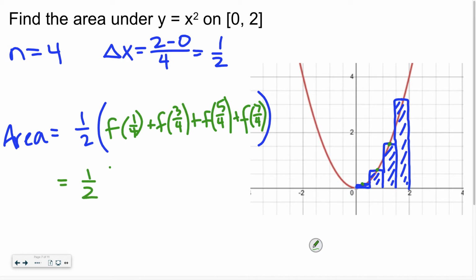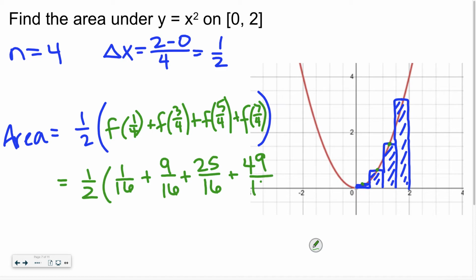So our area is 1/2 times f of 1/4. We're going to plug that into our function. We're going to plug 3/4 into our function. We're going to plug 5/4 into our function. And we're going to plug 7/4 into our function. Our function is x squared, so these are nice and simple numbers. So we're going to get, I'll just let you know, 21/8.